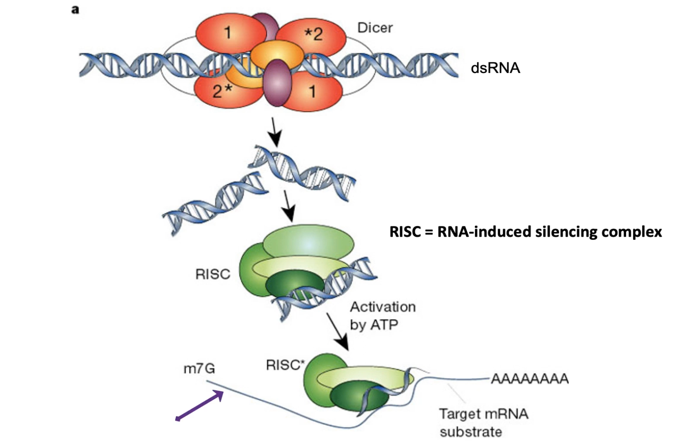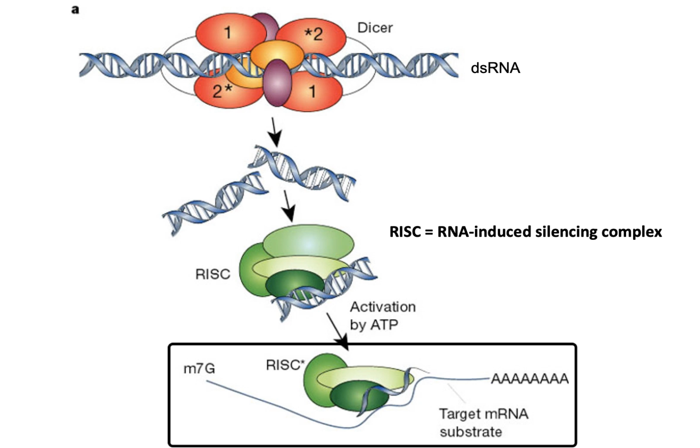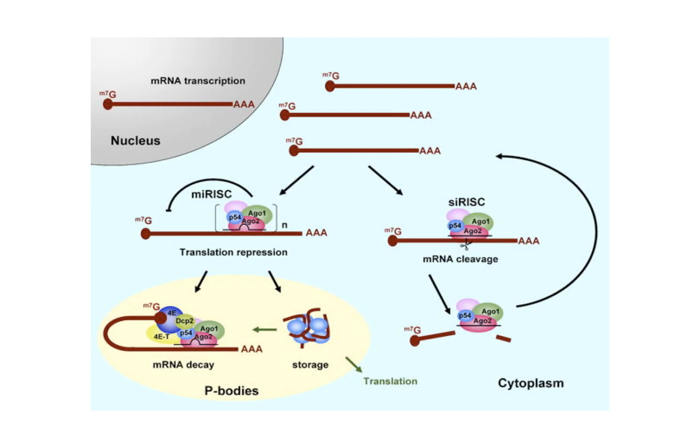It then silences those. They will not be translated, and they're usually stored somewhere in the cell for later translation or destruction, depending on whether it's a silencing RISC or a microRNA RISC. And the microRNA RISCs, again, the microRNA comes usually from introns, and the silencing RNAs usually come from a separate transcription of those.